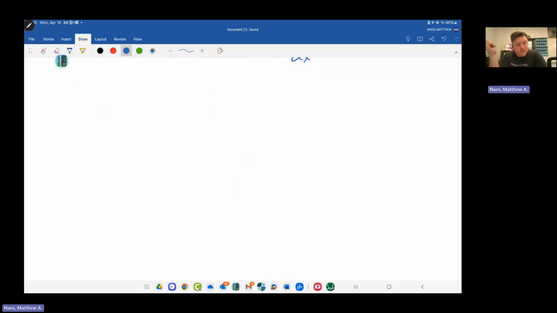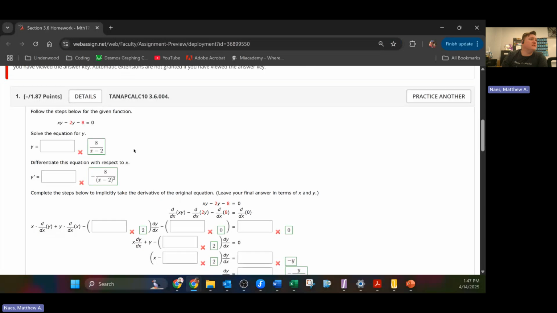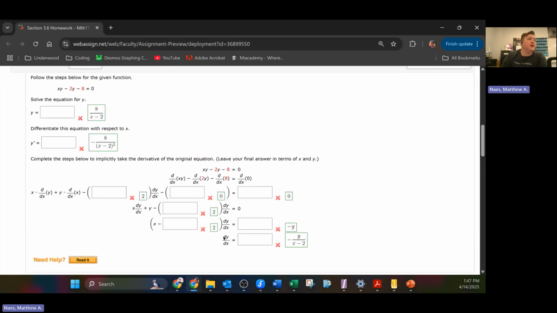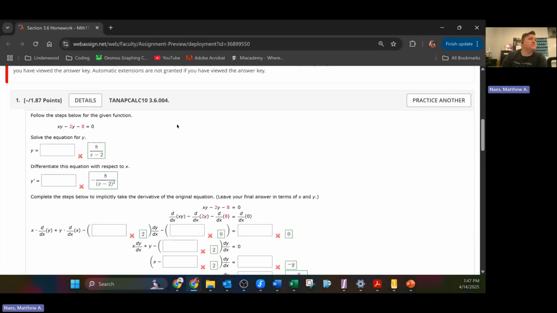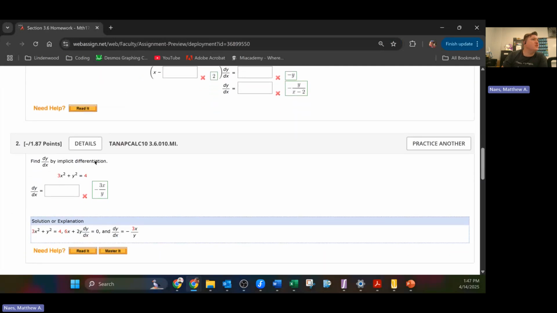So I personally don't like the way they do this. Let me show you what I have. I don't like the way they do this. That is a headache and a half. It's terrible. You can solve for y. Is there implicit differentiation? Yeah. So solve by implicit differentiation. Let me show you the shortcut.